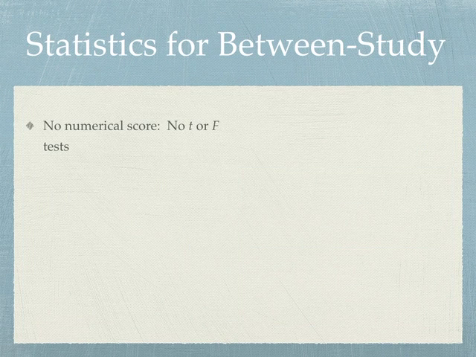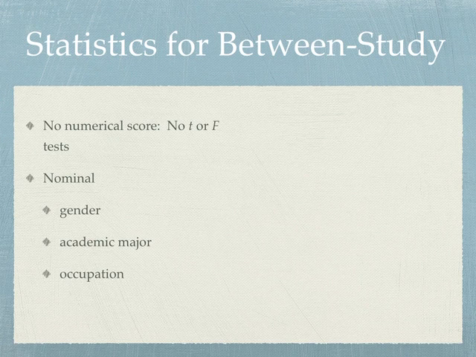So if I don't have a numerical score, if I can't do a T or an F test, if I'm not using numerical data, say if I'm using nominal data, such as gender or academic major or occupation, any of those things, that's nominal data. I can't calculate a mean of male and female then. Because what is that? You don't have any numbers. You have counts, but you don't have any numbers. Academic major, I can't calculate a mean of psychology versus chemistry. Those aren't things that I can calculate.